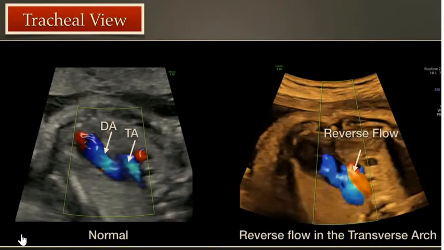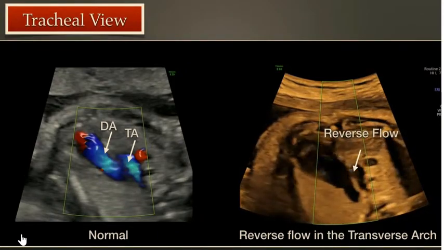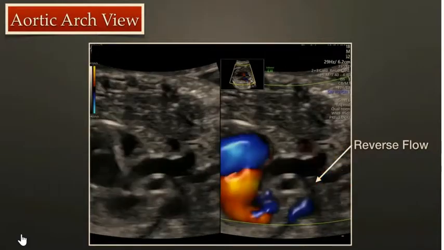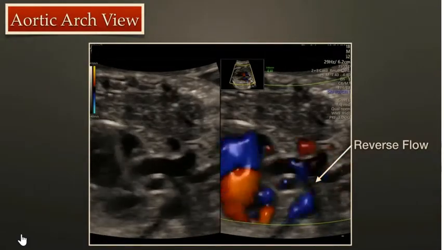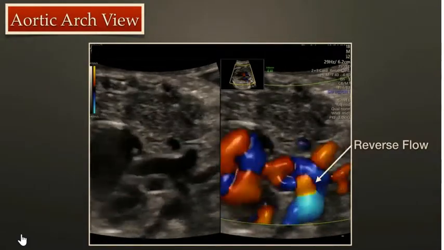The tracheal view demonstrates normal blood flow from the ductus arteriosus and transverse aortic arch on the left, and reverse flow in the transverse arch on the right. This is the aortic arch demonstrating reverse flow in orange in the transverse arch. The fetus had coarctation of the aorta.